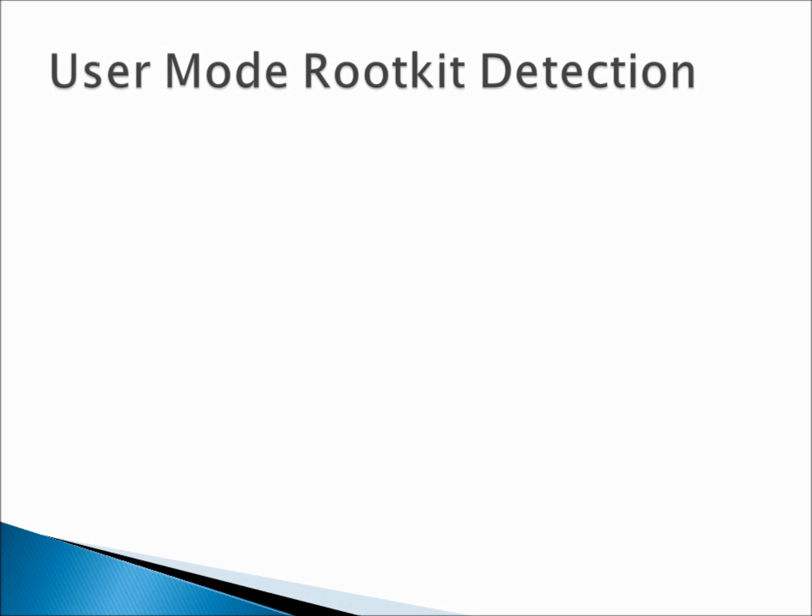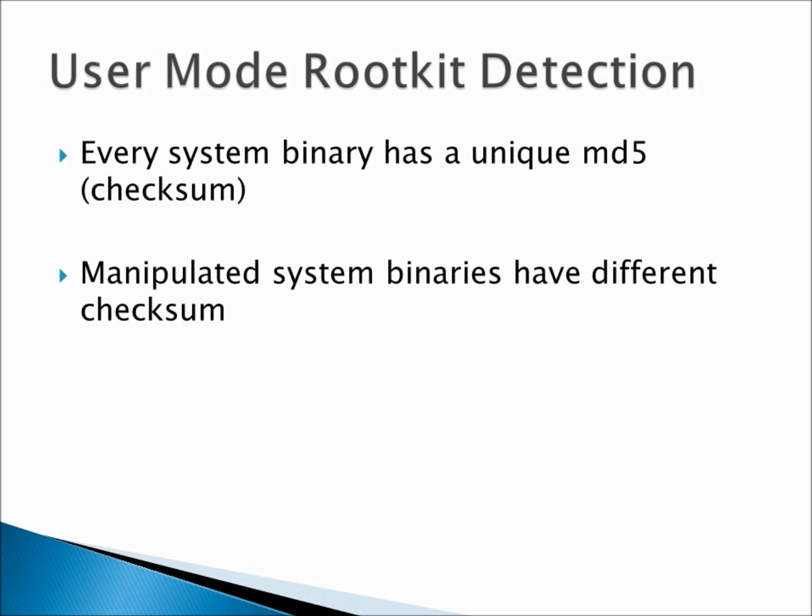User mode rootkit detection. As we understood previously, user mode rootkits manipulate log files and system binaries. The configuration files and system binaries of a system have unique hash values called MD5 checksums. Though the manipulated binaries may have the same length and timestamp, they will definitely differ in their checksum values. This fact is used to uncover possible intrusions. Now, let us see a demo.